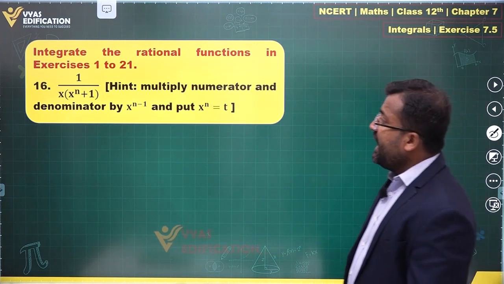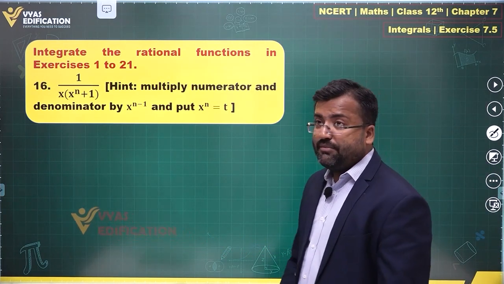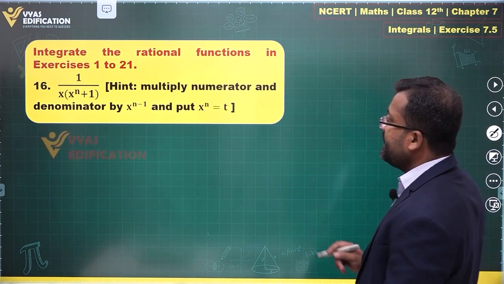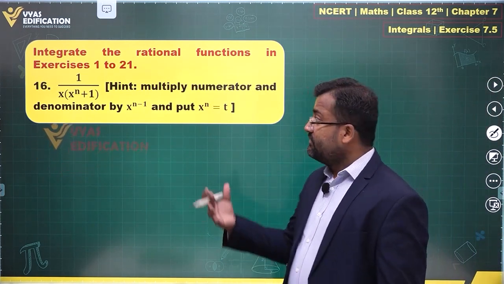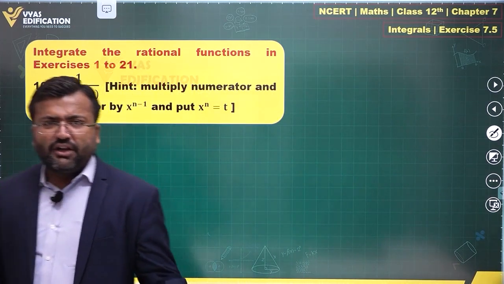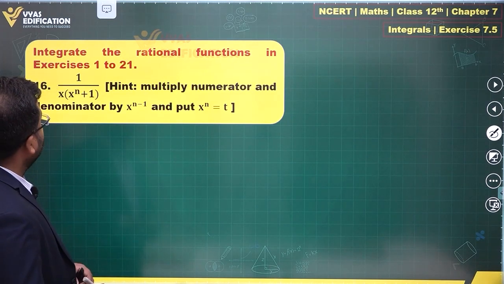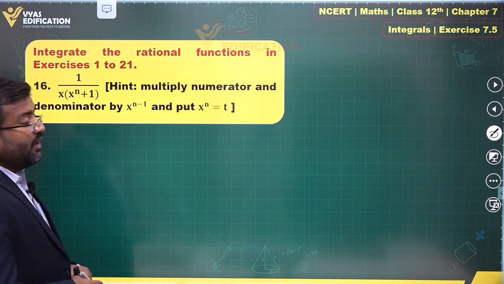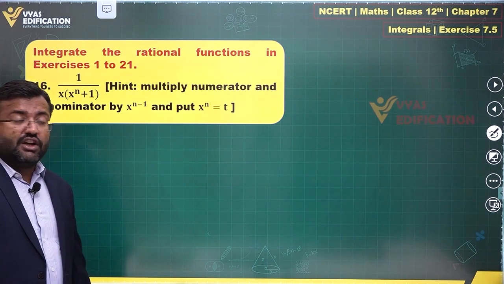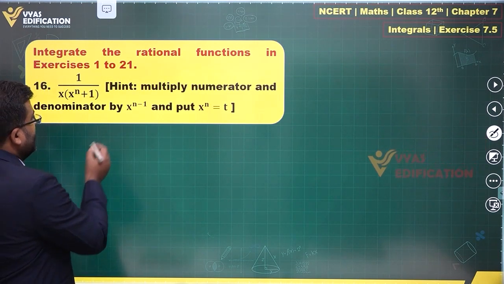In the 16th question, we have 1 upon x times x power n plus 1. And how do we solve this? The solution of this can be found with a simple idea, and there's a hint also given over here: multiply numerator and denominator by x power n minus 1 and put x power n equals t. That's something you can do very easily, right? So let's use that idea.